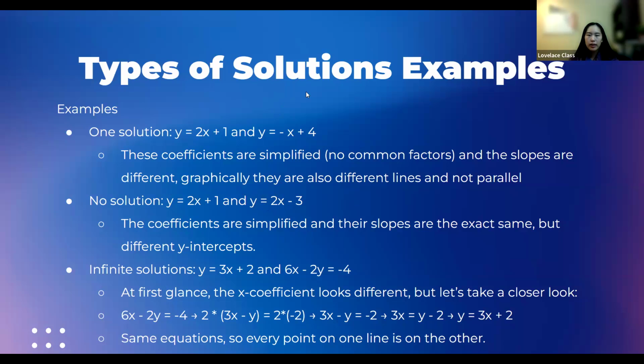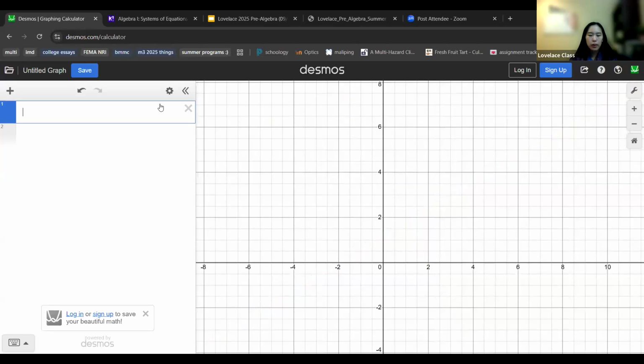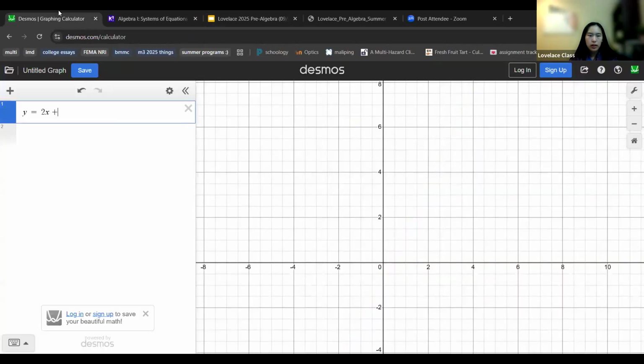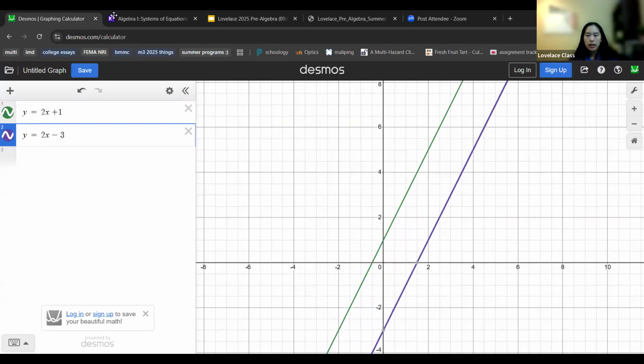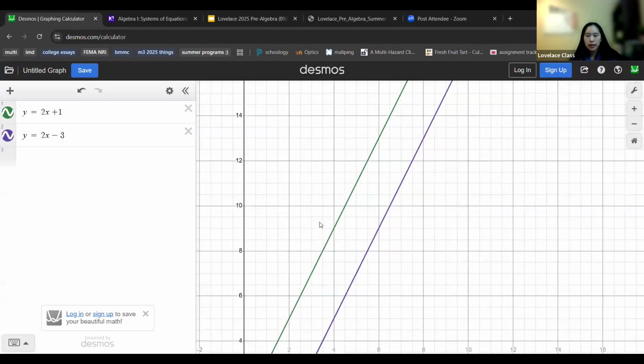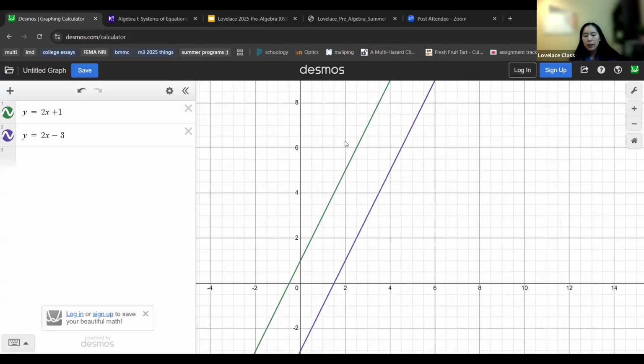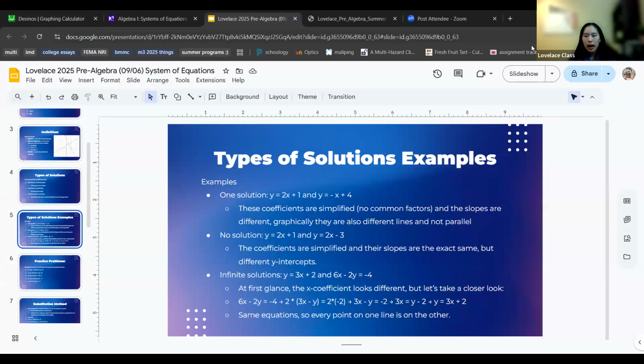And I'll graph this because that'll probably make it easiest for you guys to look at. If you have y equals 2x plus 1, and then y equals 2x minus 3, see, these lines are parallel. They never intersect. So there's no point that will lie on both of these lines. That's just not possible.